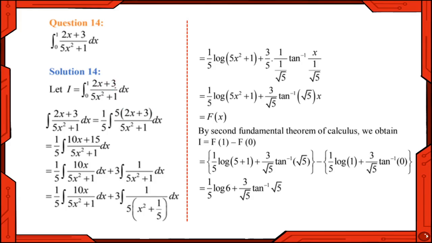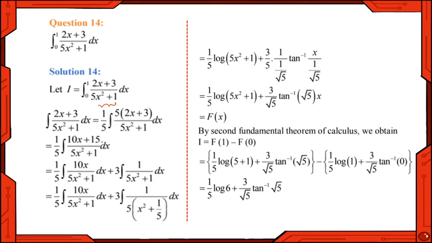Question number 14. Here a linear function is given in the numerator and a quadratic in the denominator. First of all, we have to try to convert this denominator into some property or special type of function that we know. So 5 outside, right? What are we doing? Either you can take 5 outside or you can multiply and divide with 5. So we have divided and multiplied with 5.